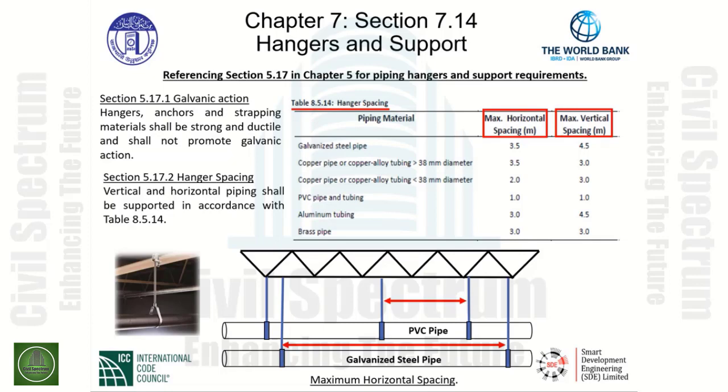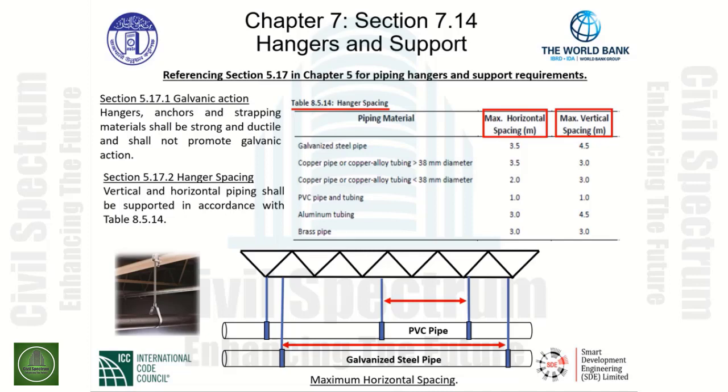Table 8.5.14, Hanger Spacing, gives us the piping material in the first column, the maximum horizontal spacing in meters in the second column, and the maximum vertical spacing in meters in the last column. According to the drawing below, the maximum horizontal spacing.